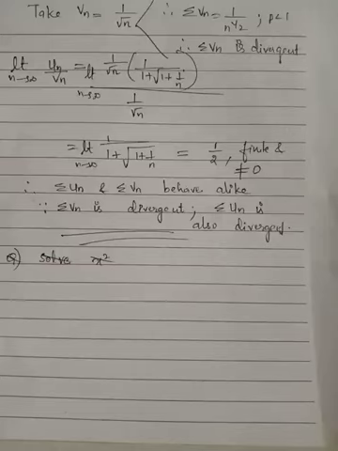Therefore, the answer for limit n tends to infinity un by vn equals 1 by 1 plus 1, which equals 1 by 2. 1 by 2 is a non-zero value and it's finite. Therefore, the behavior of summation un and summation vn will be the same. Since we have observed that summation vn is divergent, the same behavior will be shown by summation un as well. Therefore, we conclude that the given series summation un is divergent.